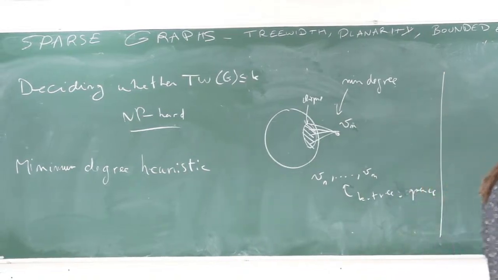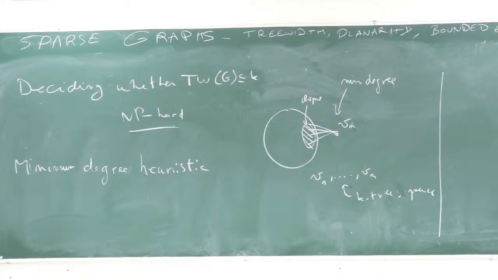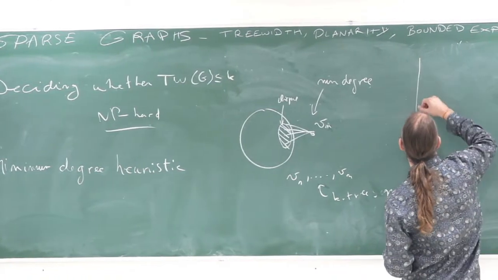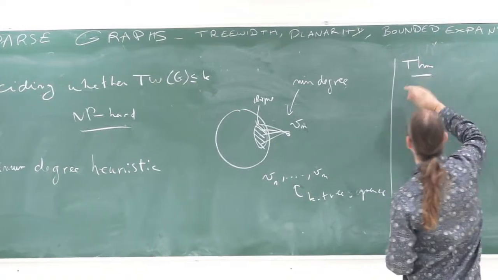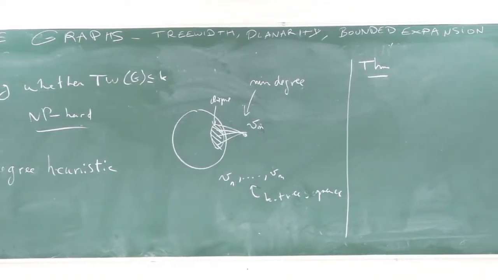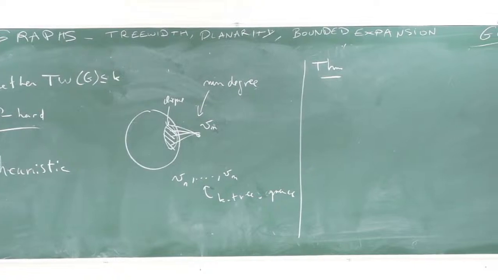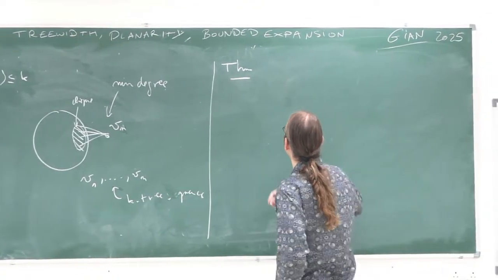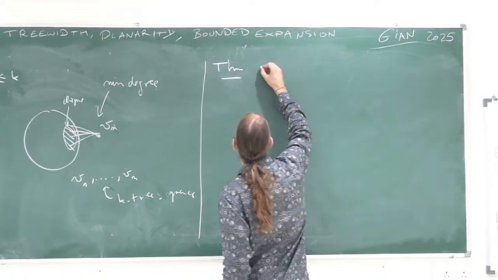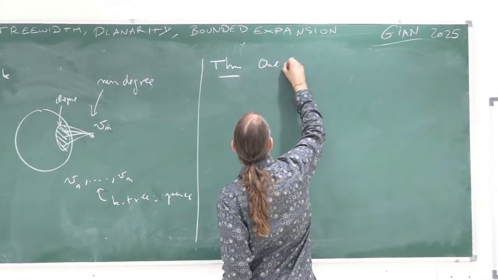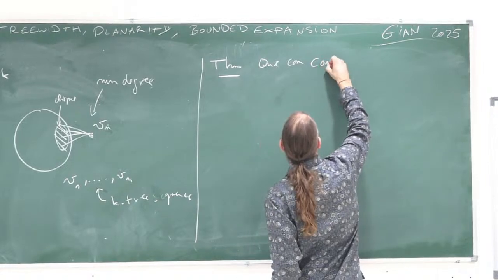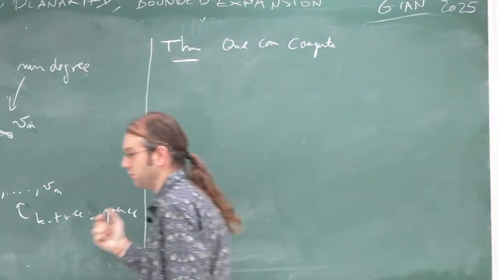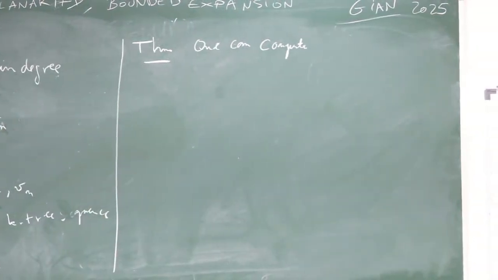But the other technique that people are using is the following. I will not go into technical details because I don't know the topic very well, but this is a theorem that you can use: there exists an algorithm that, given a graph G and an integer K, one can compute.